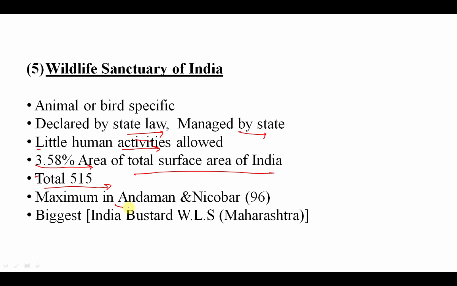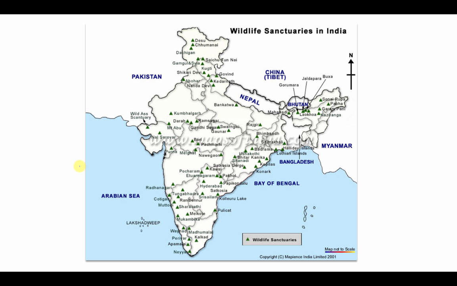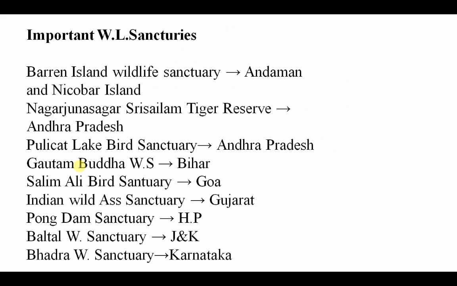Maximum is in Andaman and Nicobar with 96. The biggest wildlife sanctuary is Great Indian Bustard Wildlife Sanctuary. It is in Maharashtra. So these are the wildlife sanctuaries. You can also remember them as you did with the national parks. These are the important wildlife sanctuaries from which questions can be framed, from all of these or one of these.